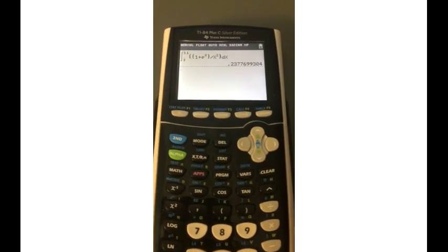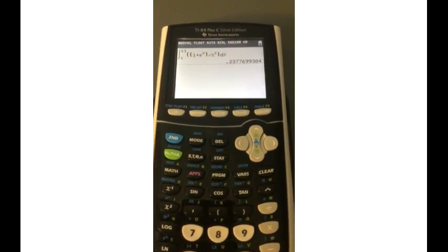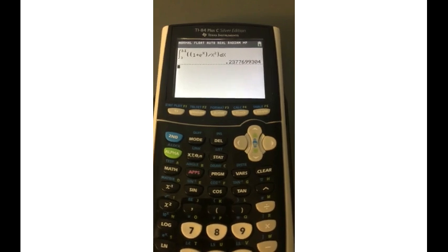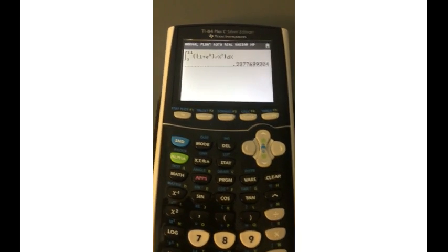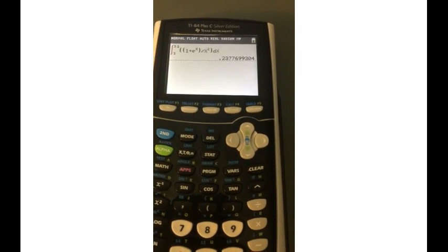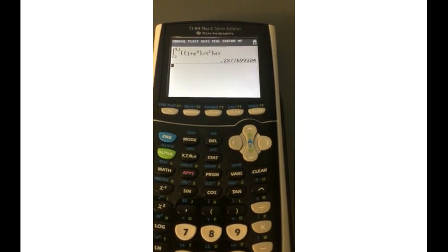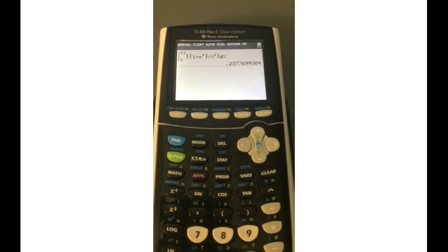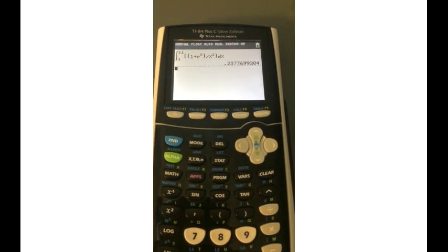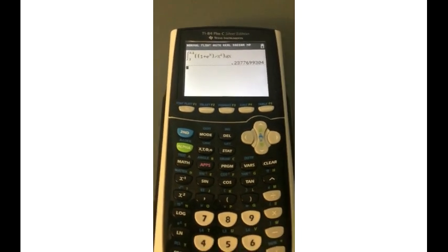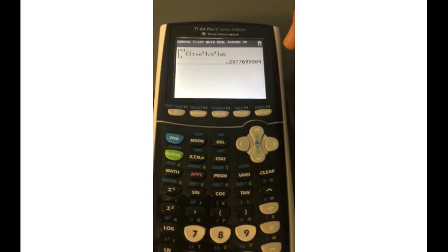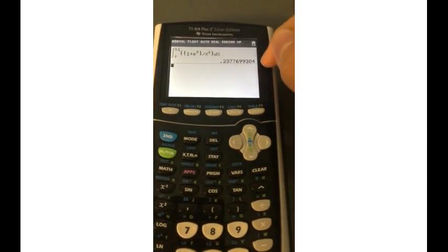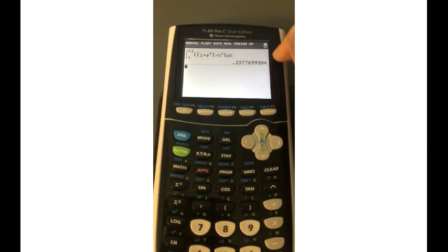And then you get your value. An important thing to note is to not use only 3 decimal places, because if you only use 3 decimal places, then your end result and final answer might be wrong. So use like 6 or 7 decimal places for this value, and then round to 3 decimal places at the end.